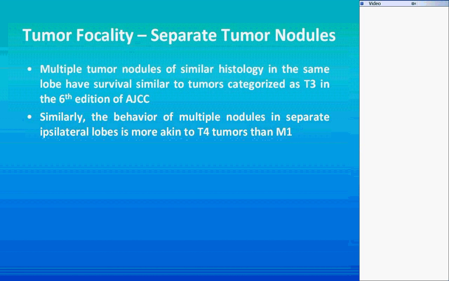In a similar fashion, in the 6th edition of the AJCC, if one had multiple tumor nodules not in the same lobe, but in separate lobes of the same lung, one was forced to call them M1 in the 6th edition, but now, because we have data showing that they behave more like T4 tumors than M1 tumors, they have also been downgraded similarly.